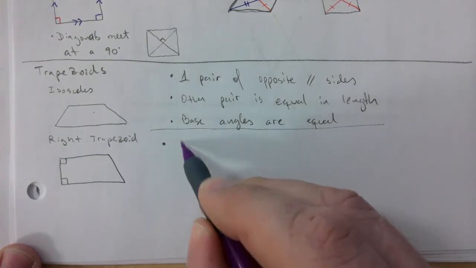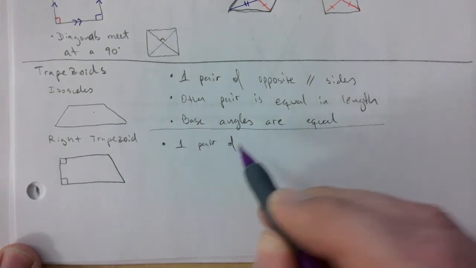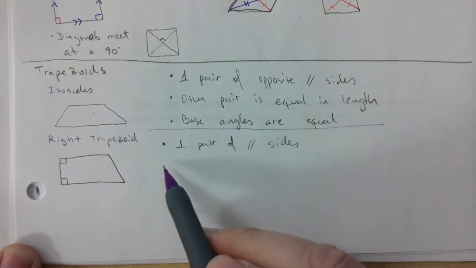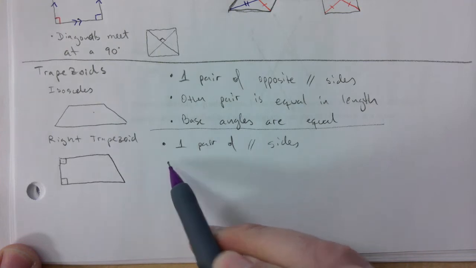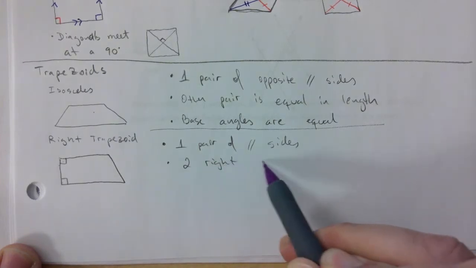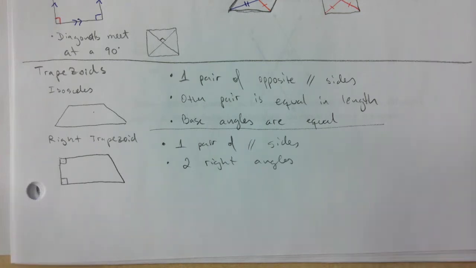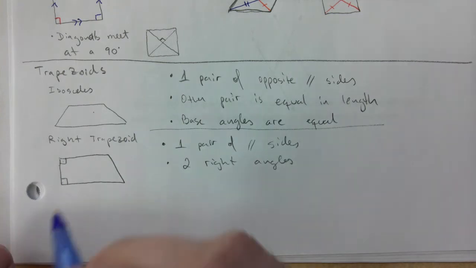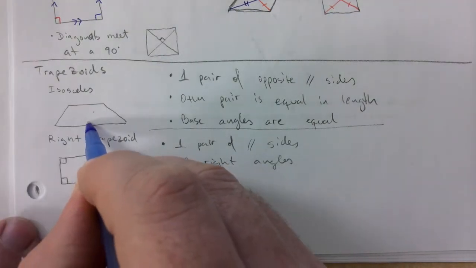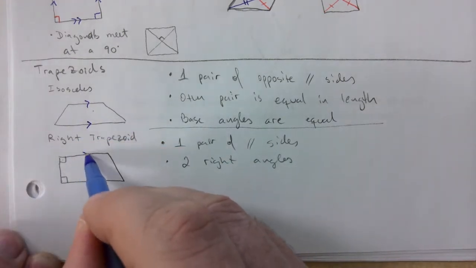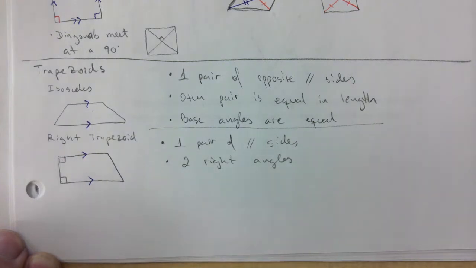For the right trapezoid, it's one pair of parallel sides. Two right angles. And that's about it. And so we'll just make the markings on them. So we have one pair of parallel sides, same with the right trapezoid. So isosceles or right trapezoid, they're both the same.